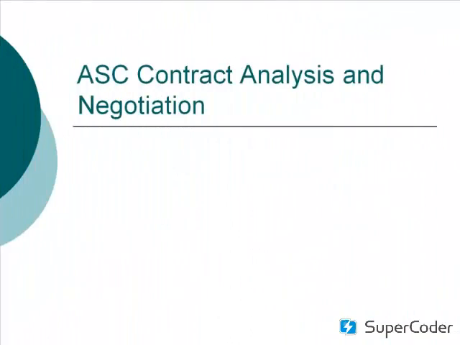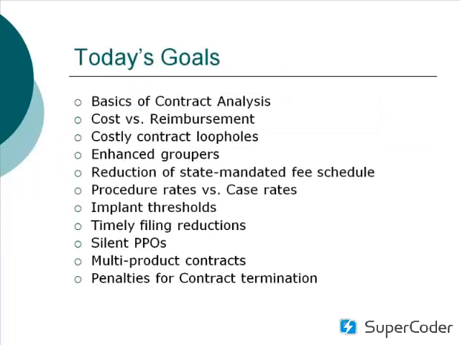So what I'd like to do today is to just go through some of the steps that should be taken when reviewing your current contracts, analyzing them to ensure that they are beneficial to your facility, and then in negotiating future contracts that will put you in a better financial position for the future. I'd like to talk about the basics of contract analysis, the differences between your cost versus your reimbursement, so that you can make sure that the reimbursement that you are receiving for the cases performed is meeting your costs and then allowing you to meet whatever financial benchmarks you've set for your center.